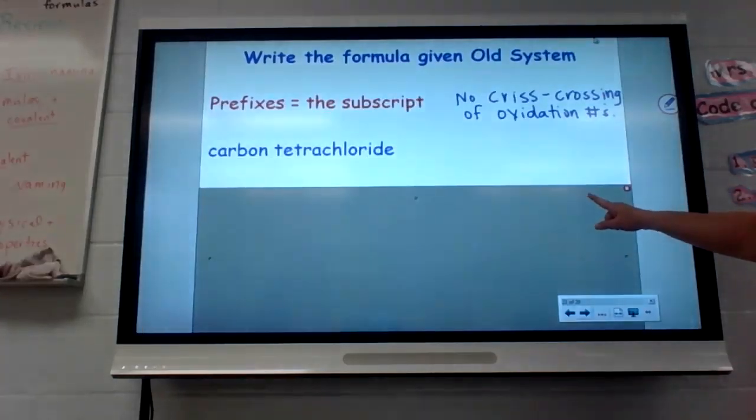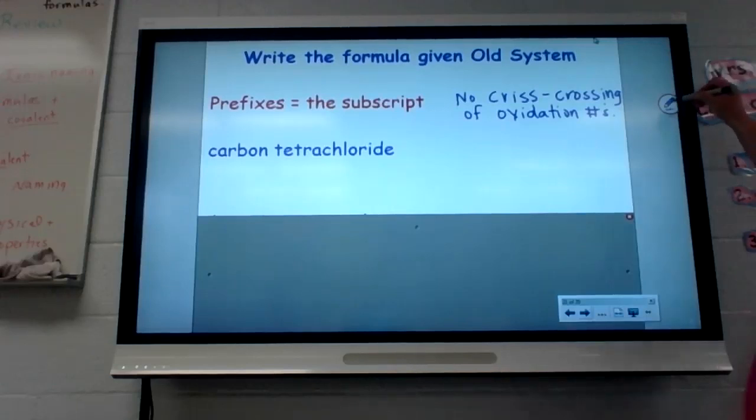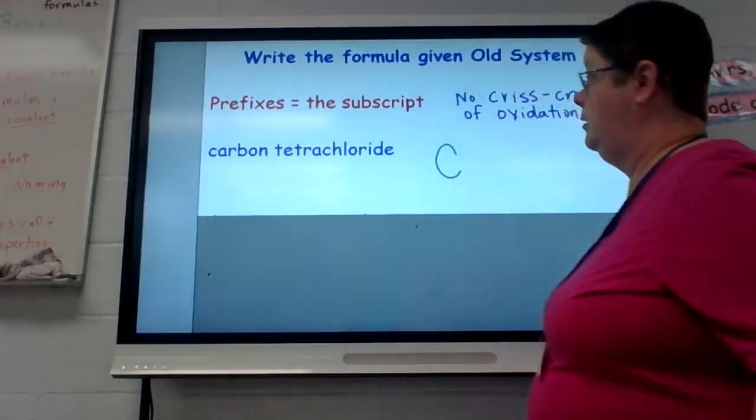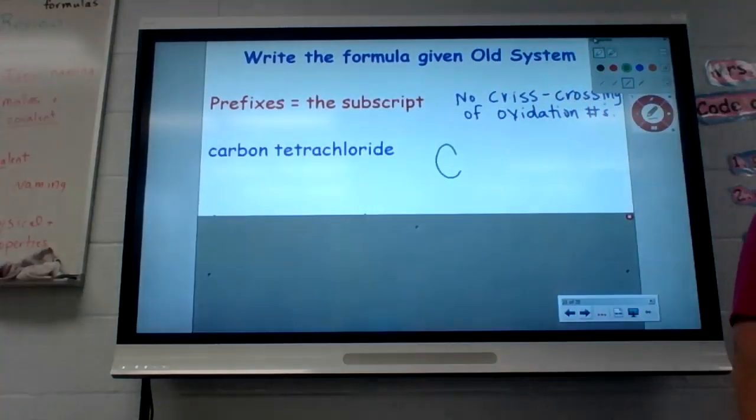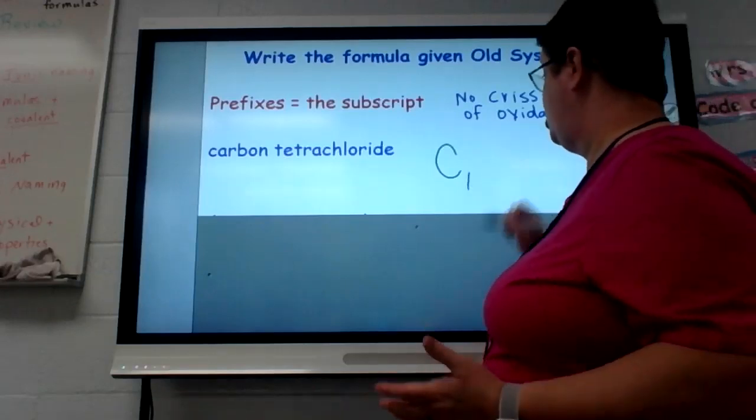All right. So if we want to write the formula, there's no crisscrossing. The prefix is the subscript. What is the symbol for carbon? So you write C. What prefix is on carbon? Then there's no prefix on carbon. It's just a 1.